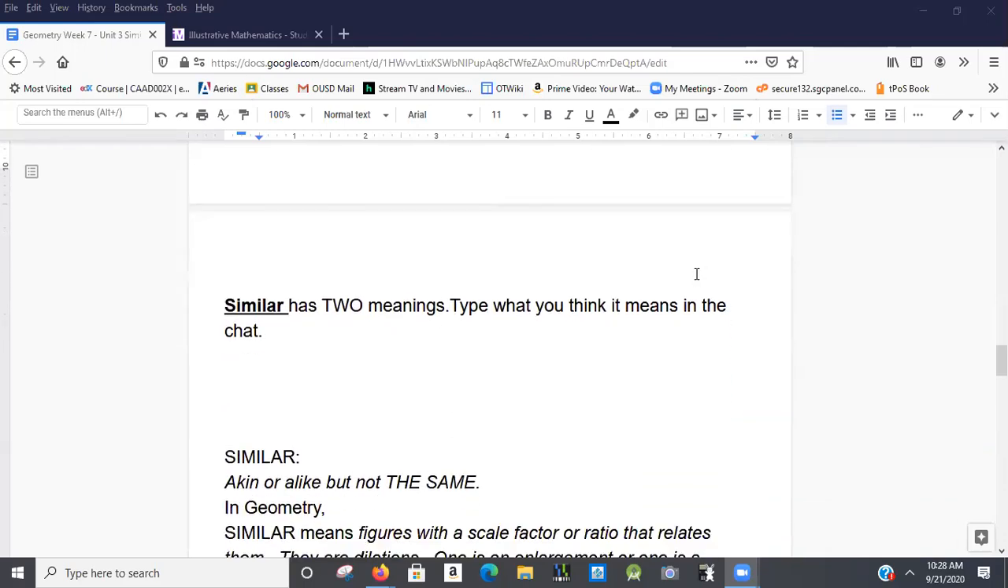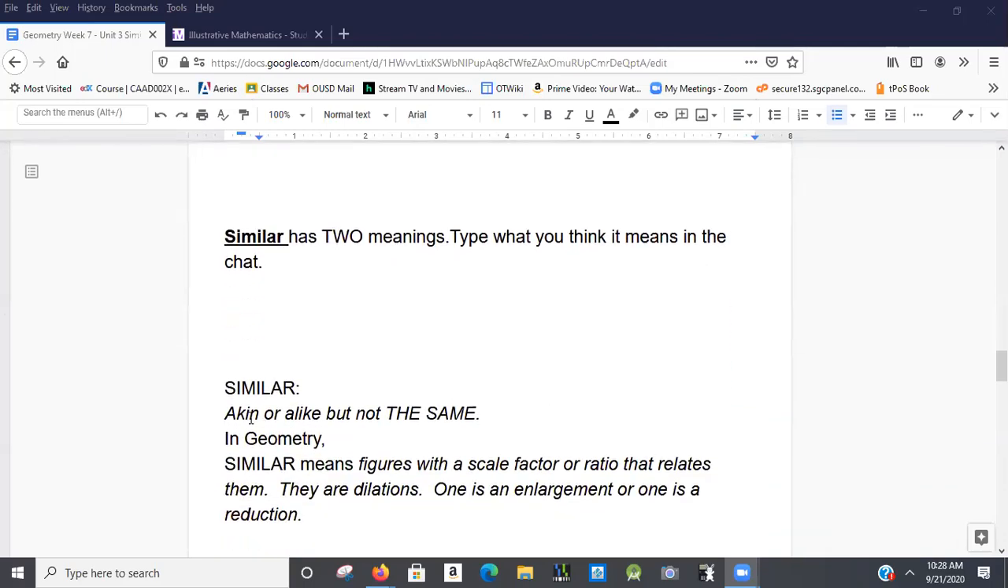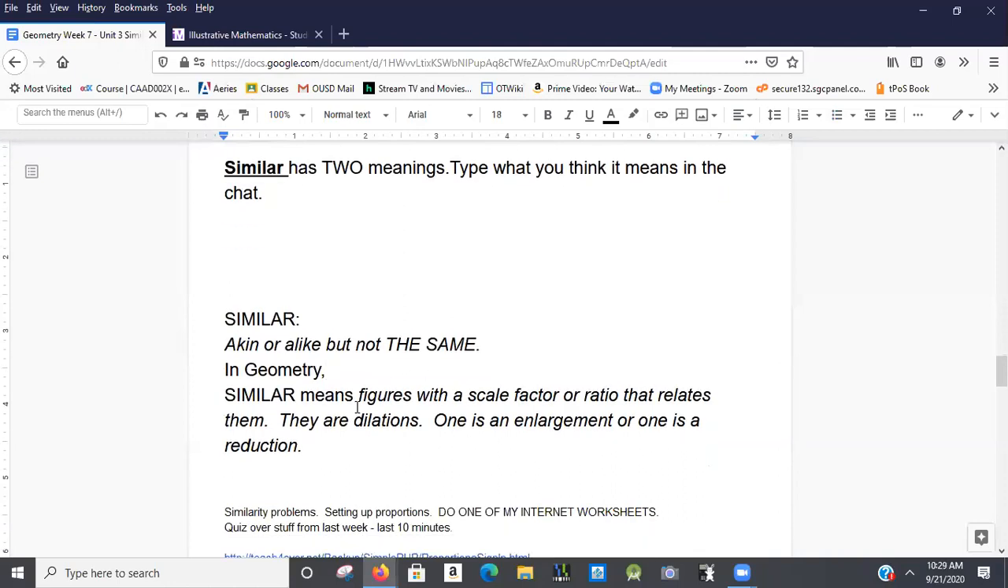Okay. So I said akin, which is a word you probably won't hear very often, but it's a crossword word, and I do crosswords a lot. Akin or alike, but not the same. They're very close. And in geometry, it means figures with a scale factor or ratio that relates them. And basically, they are dilations. This is the word that we've been using probably up until now. One's an enlargement, or the other is a reduction.